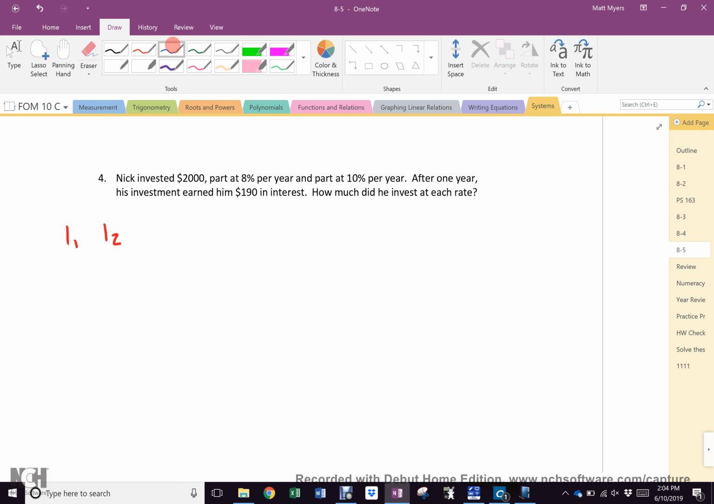Variables. What variables do you guys always want to use? Great. Let X equal investment 1 and let Y equal investment 2. Now, I had $2,000. So what is the math I know? X plus Y equals $2,000 because that's what I invested, yes?